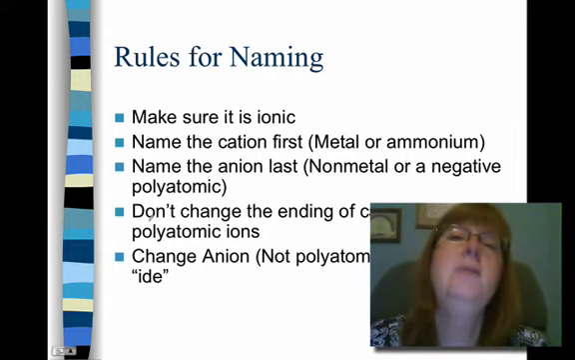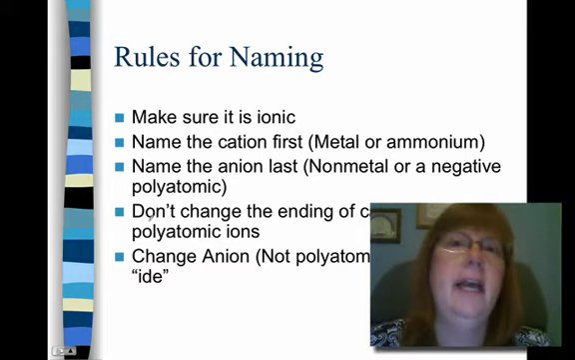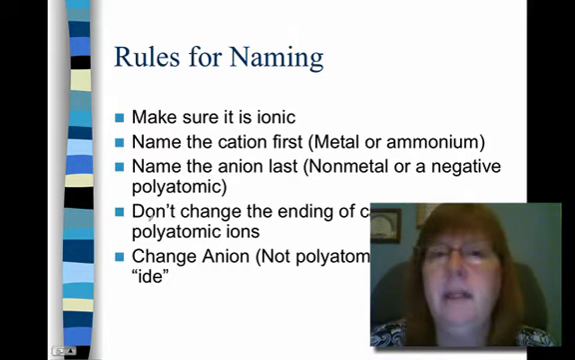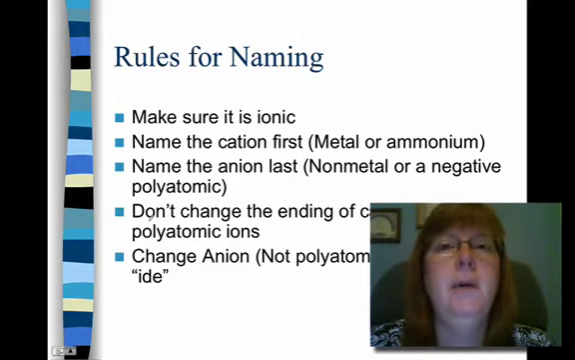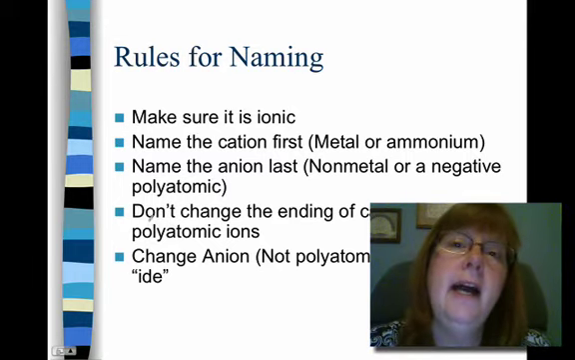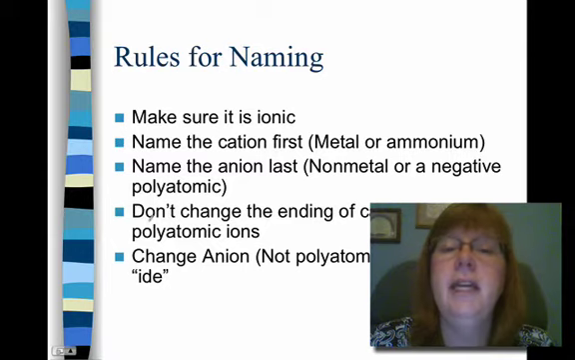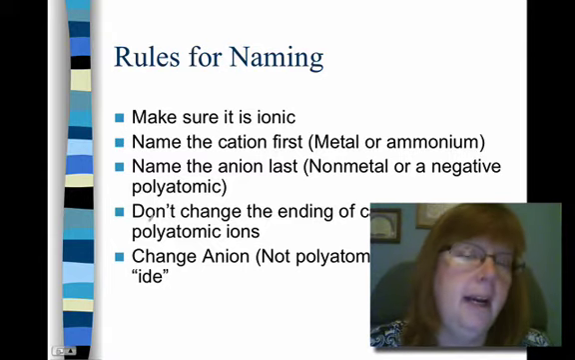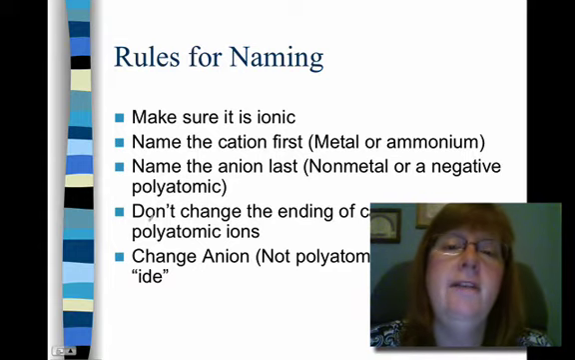Okay, you name that cation first. It's easy. So it would be like potassium, sodium, whatever the metal is, or that polyatomic ion, ammonium. You name the anion last. So then it would be like the nonmetal or the negative polyatomic ion. Now, the ending of the anion, if it's just a nonmetal, ends in "ide." And we're going to look at this in a minute.